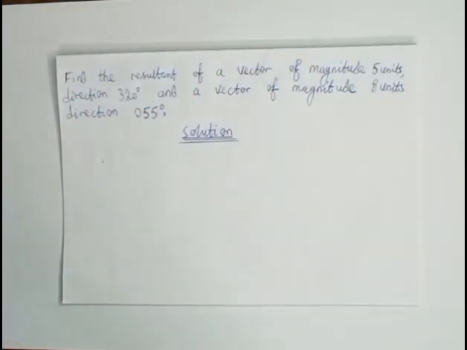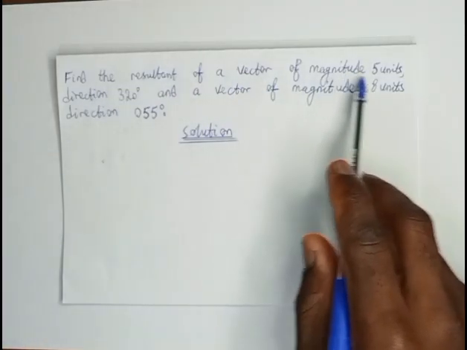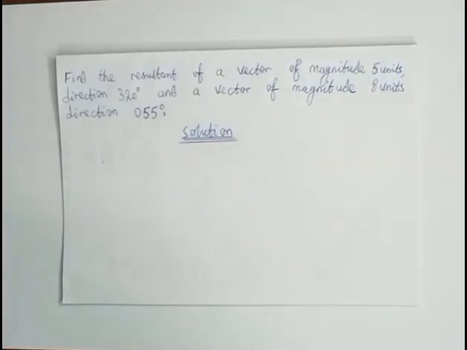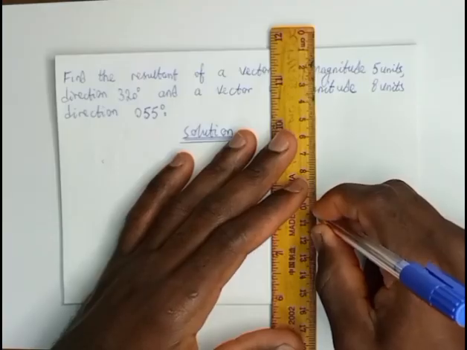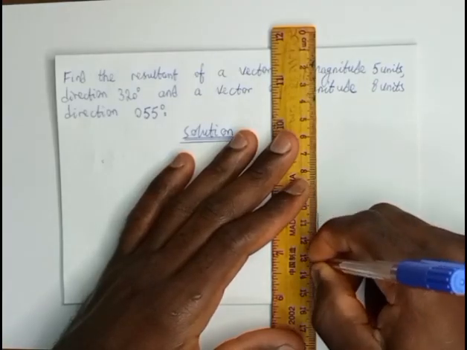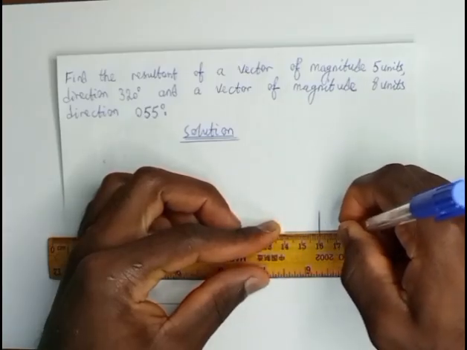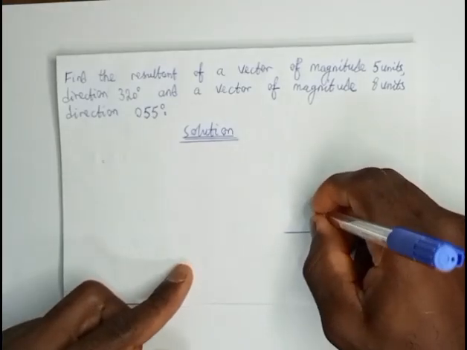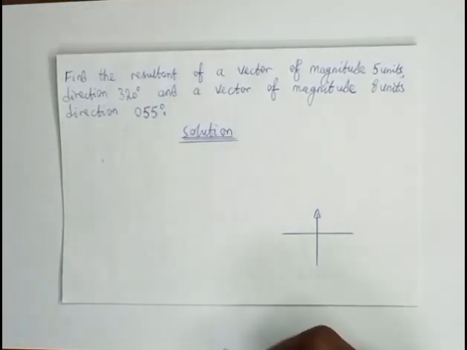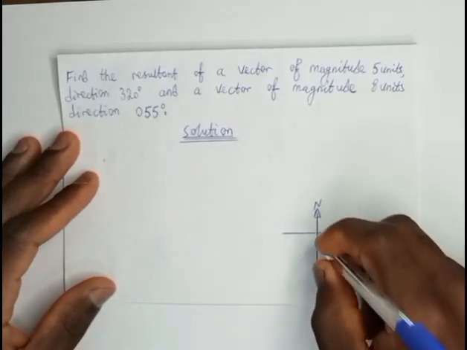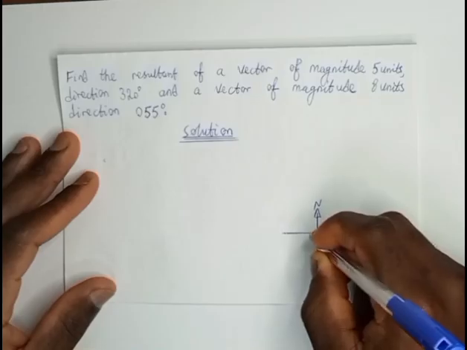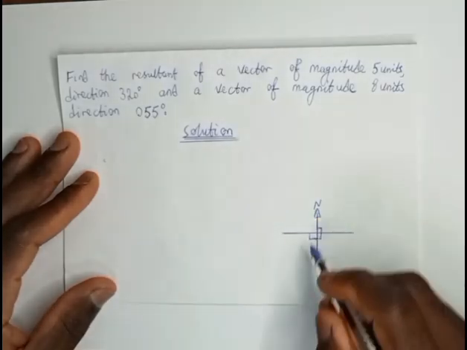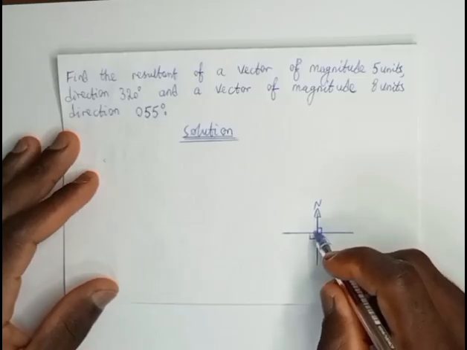First step, we are going to start by representing this on a diagram. We have the first vector which has magnitude 5 units, direction 320 degrees. Let's draw our cardinal points. This is the north. 320, this is 90, 90 plus 90, this is 270. That means 320 degrees will be here in this quadrant.